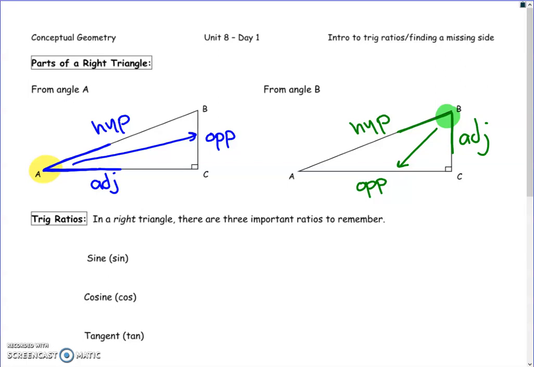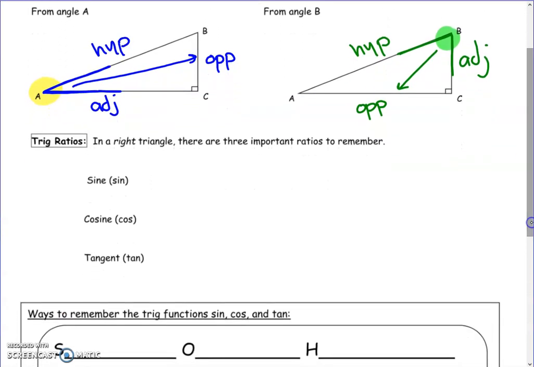What we are going to do now is introduce our trig ratios. In a right triangle, there are three important ratios to remember. The first one is called sine. You pronounce it sine, but you write down SIN as the abbreviation. And here it is. Sine of an angle equals the opposite side over the hypotenuse.